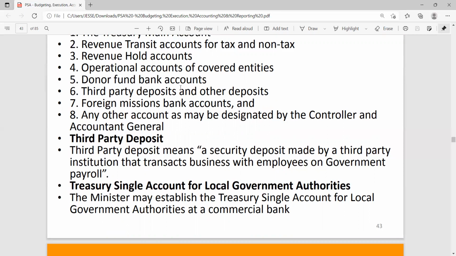The name suggests what it would mean, right? So you have third party. It's basically a security deposit that is made by a third party who transacts business with employees on government payroll. That's what we mean by a third-party deposit: a deposit made by a third party who does business with government employees, basically.